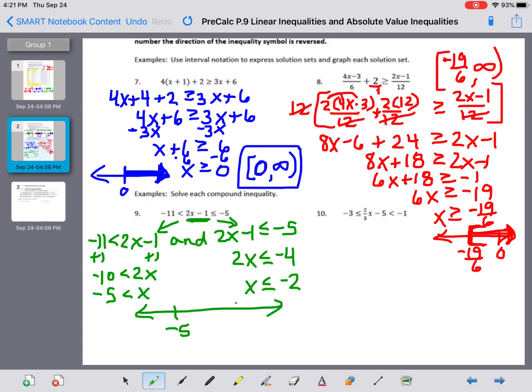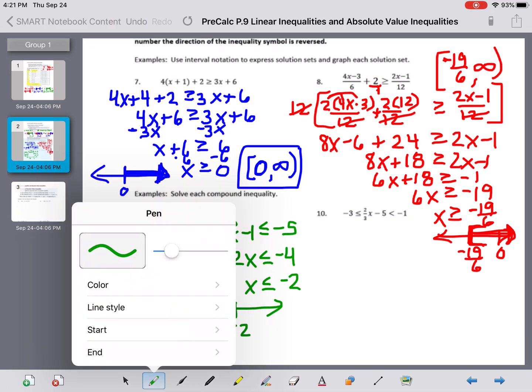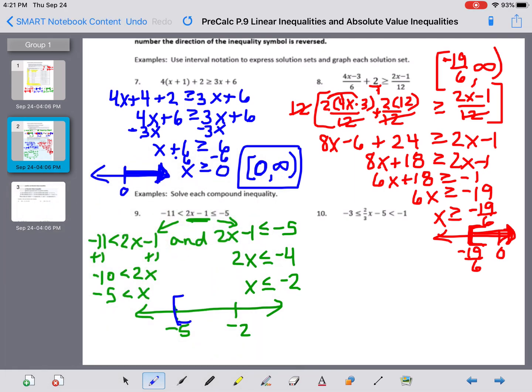Negative 5 is my smallest number. Negative 2 is my larger number. If you think about this, these should kind of match up. I want x to be bigger than negative 5, so I am going to change some colors here. I'm going to go this way, okay? And I want x to be smaller than or equal to negative 2, so I would go this way.